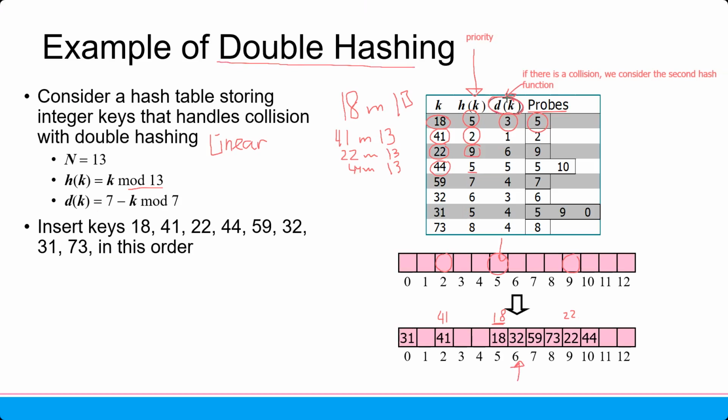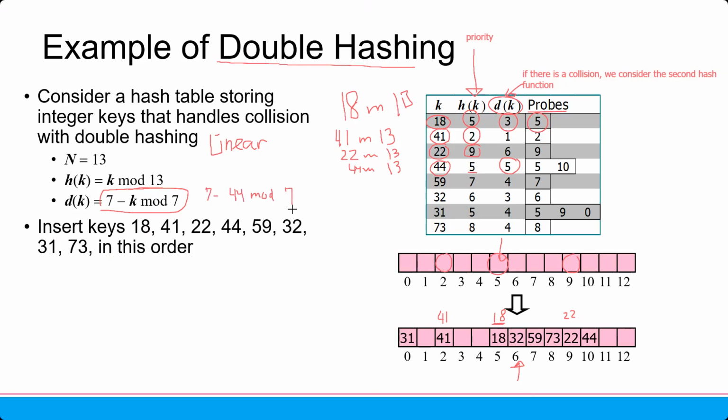What is the second function? The result is 5. So how do we get 5? We use this function: 7 minus 44 mod 7.